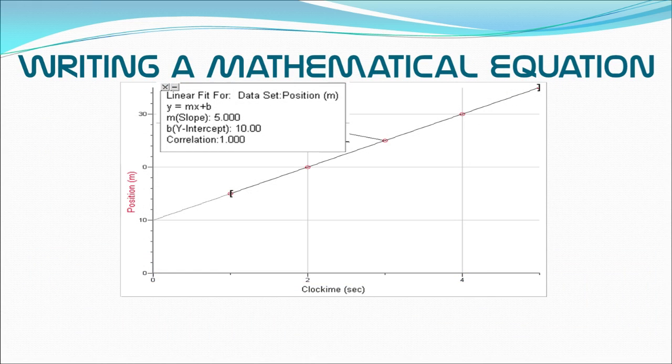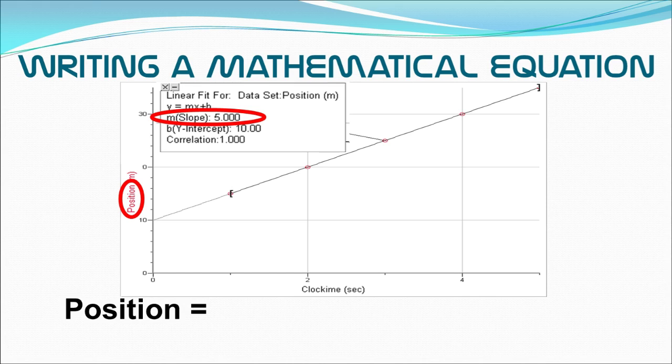Based on this graph, write a mathematical equation to represent this line. In order to create your mathematical equation, you just need to fill in y equals mx plus b. Y is whatever is represented on your y-axis, in this case, position. So y equals m. M is my slope. The magnitude of the slope is 5. The unit is meters per second because I take my dependent unit divided by my independent unit to get meters per second. That's just y equals m.